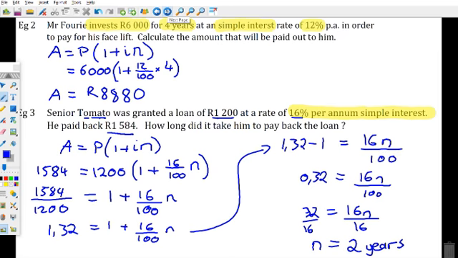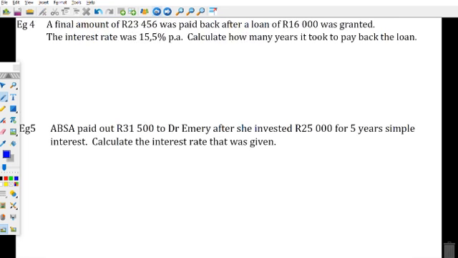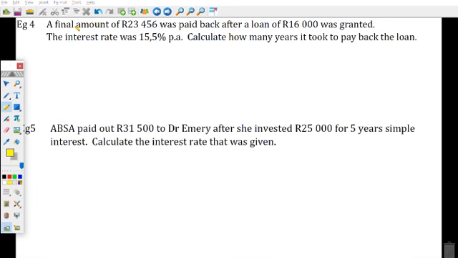Okay, can I move? There we go. Now, I want you to look at this one. Have a look. We're saying a final amount of 23,456 was paid back after a loan of 16,000 was granted. We have an interest rate of 15.5% per annum. How many years did it take to pay back the loan?